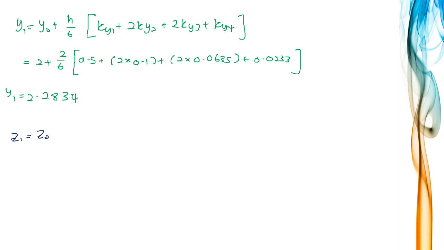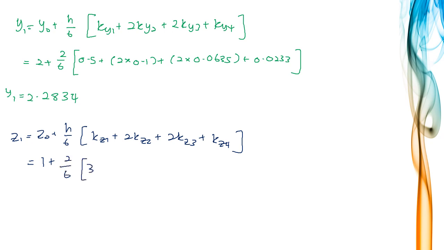Then I continue with z. z1 is equal to z0 plus h over 6, kz1 plus 2kz2 plus 2kz3 plus kz4. I substitute all the values that we have: z0 is 1, h over 6 is 2 over 6, kz1 is 3, plus 2 multiplied by 6.5, plus 2 multiplied by 9.6, plus 22.327. So I will have my z1 is equal to 20.1757. So that's all about this topic.